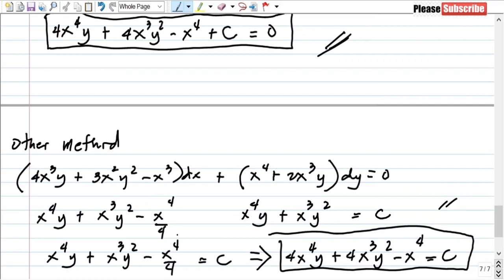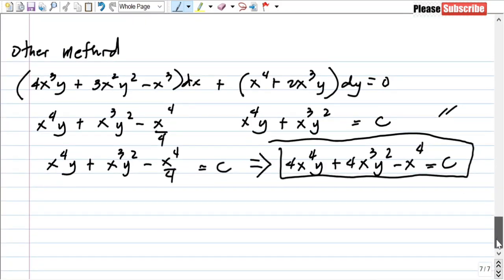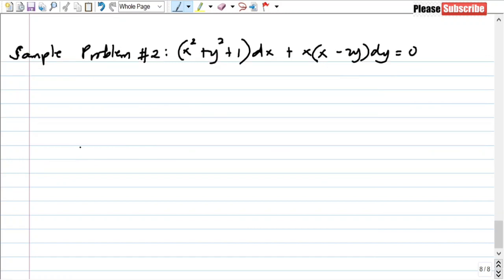So, pareho po sila. Okay? So, isa pang example para masanay. Okay, so ito naman, another problem. If we have here the quantity x squared plus y squared plus 1 dx plus x times the quantity x minus 2y dy is equal to 0.